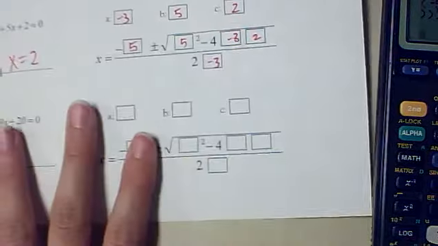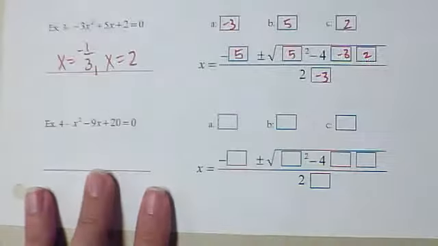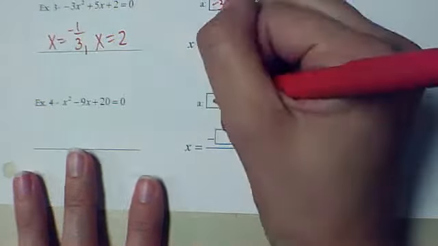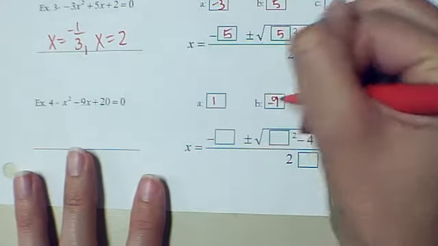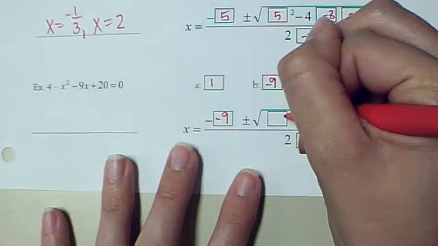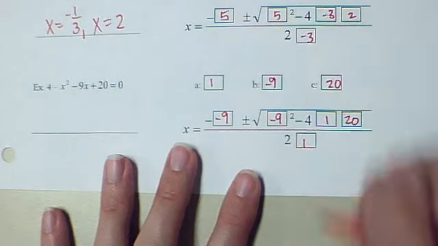Now, I want to point out to you that I could have done this the traditional way that I did number 1, where I actually work all this information out, but the calculator does make it easier for me. Let me show you one more where we work it all the way out. So I have a equal to 1, b equal to negative 9, and c equal to 20. x equals negative b plus or minus the square root of b squared minus 4ac all over 2a.